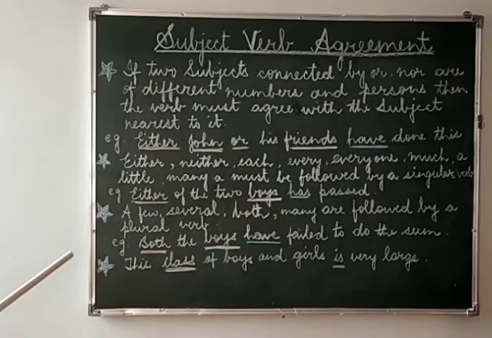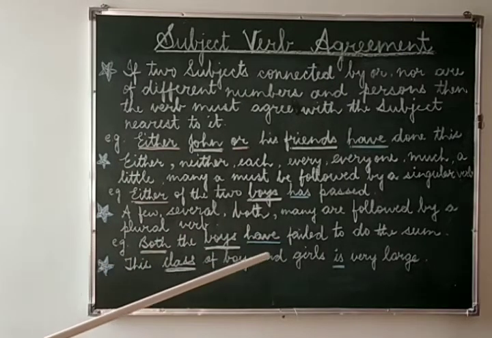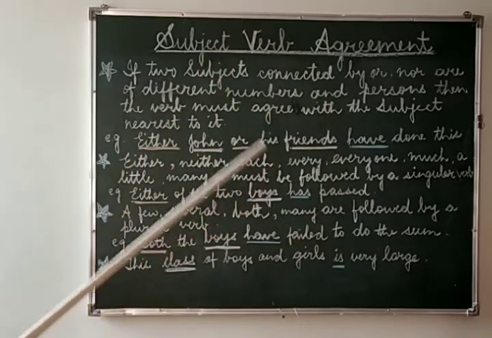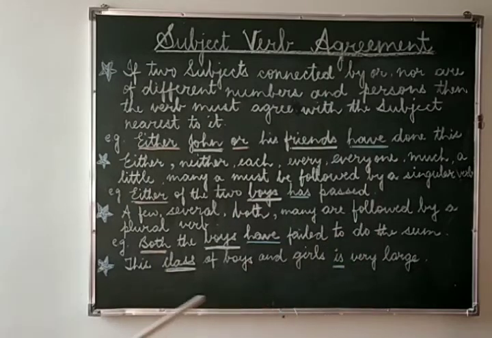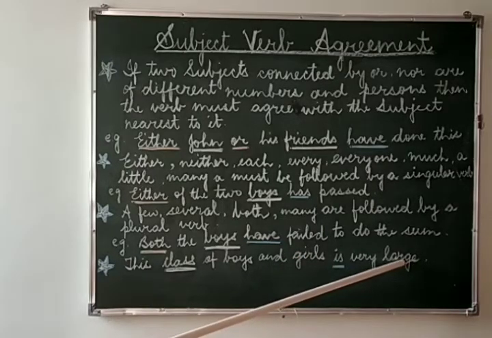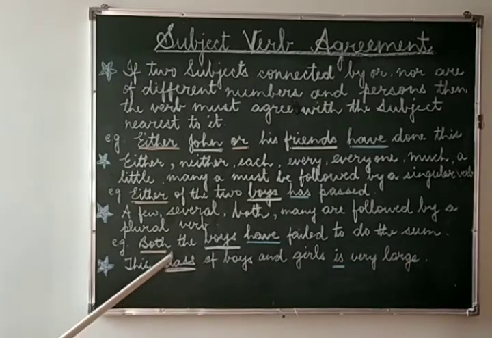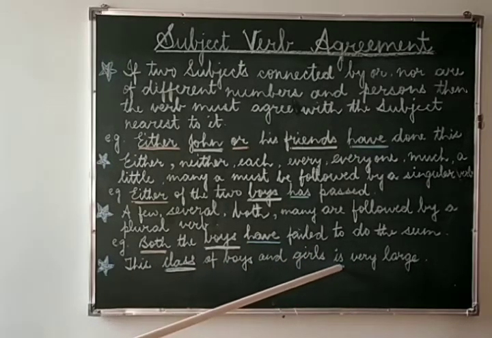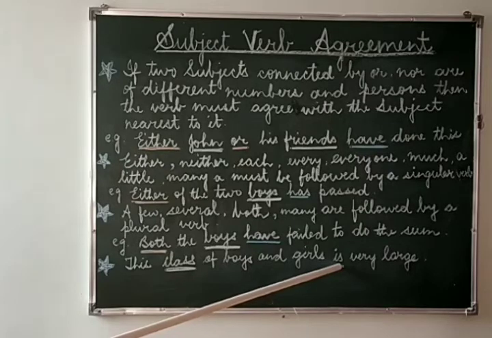Now the last rule says that if the subject is singular, then the verb also has to be singular because it is the bottom line of the rule of the subject-verb agreement. Now let's see this example. This class of boys and girls is very large. What is very large? This class. Here the subject is class and not the boys and girls. Therefore, since class is singular, the verb must also be singular.